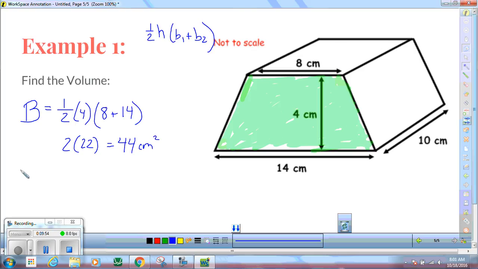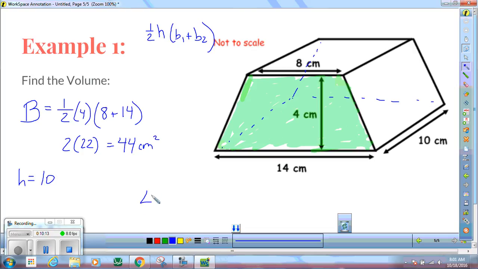Now, for the formula, my little h is the distance between the trapezoids. That's what this distance is. There's the trapezoid back here, hanging out, and then these have been connected. So this is the distance between the two bases, so it's going to be 10.